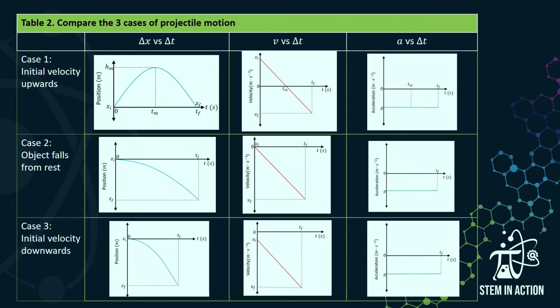And so then you will see that our acceleration time graphs look the same for all 3 scenarios, because the acceleration for projectile motion is 9.8 meters per second squared down.